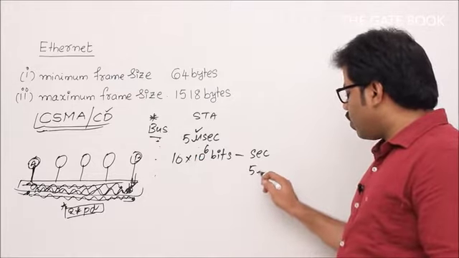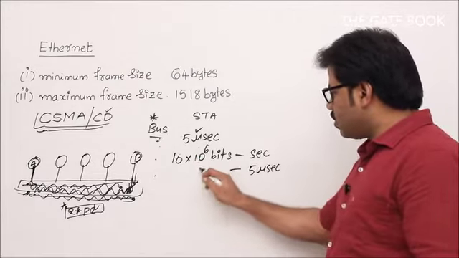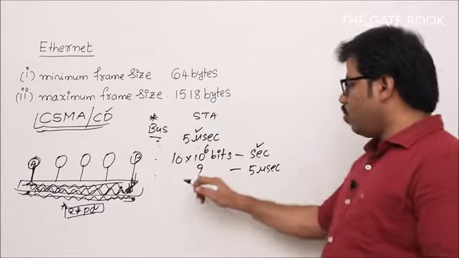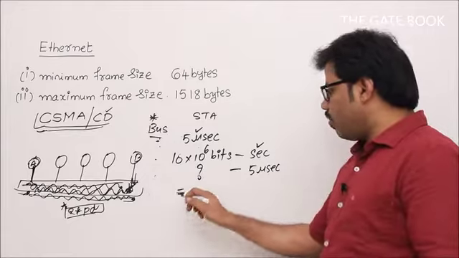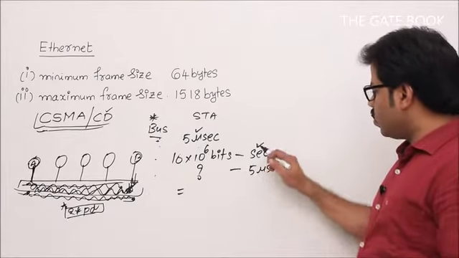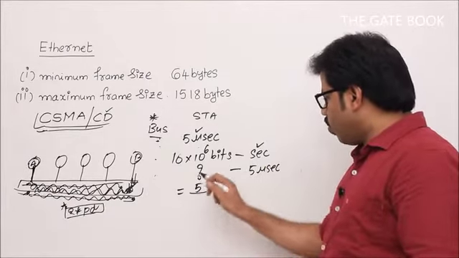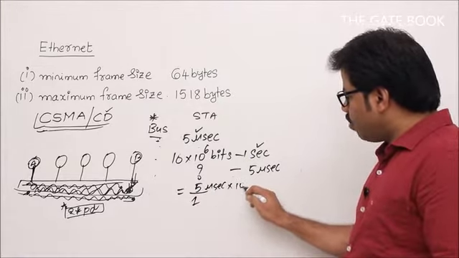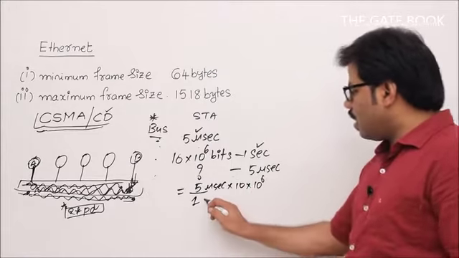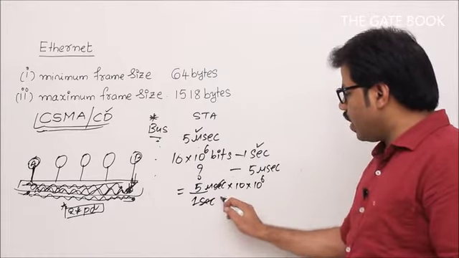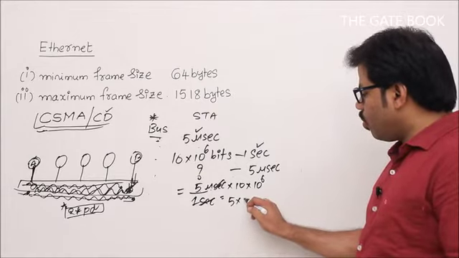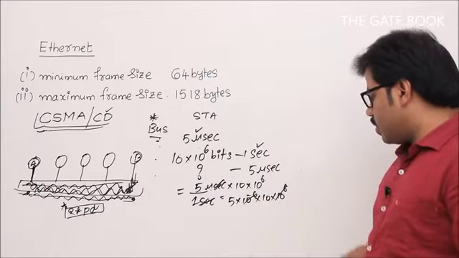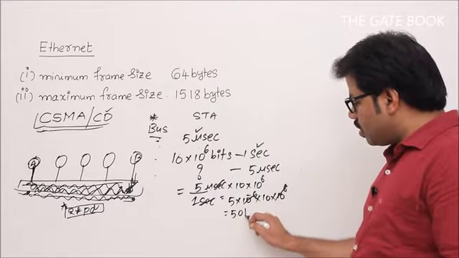So within 5 microseconds, how many bits is the question, correct? In 1 second, 10 into 10 power 6. In 5 microseconds, how much? It is directly proportional. You know the formula for direct proportion, right? 5 microseconds by 1 second, into 10 into 10 power 6. The seconds will be cancelled. You get 5 into micro, meaning 10 power minus 6, into 10 into 10 power 6. If you cancel 10 power 6 and 10 power minus 6, you get 50 bits.